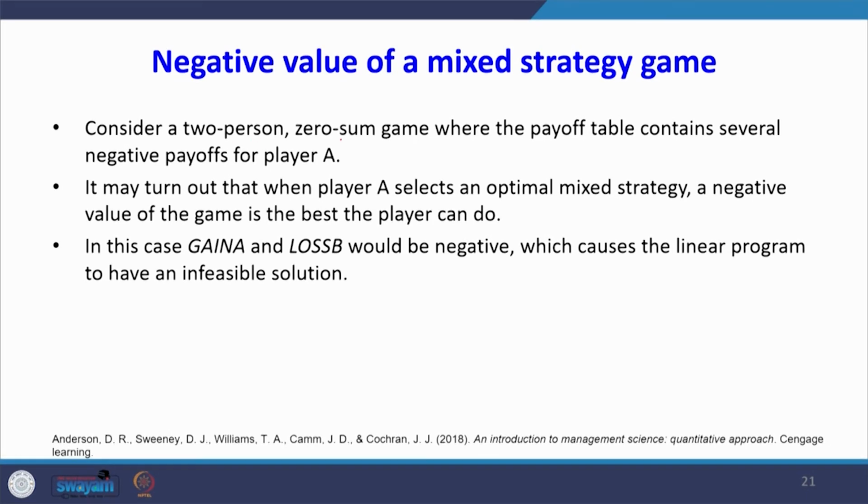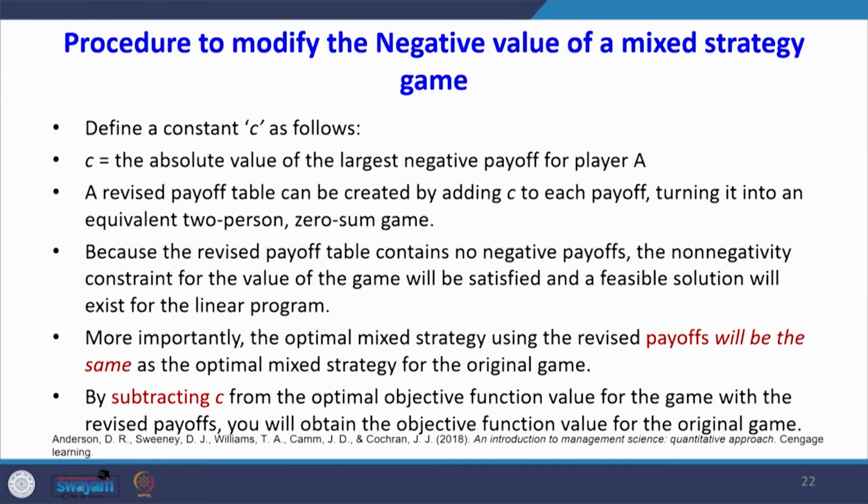Consider a 2-person zero sum game where the payoff table contains several negative payoffs for player A. It may turn out that when player A selects an optimal mixed strategy, a negative value of the game is the best player A can do. In this case, gain A or loss B would be negative, which causes the linear program to have an infeasible solution. So, how do we handle this when the value of the game is negative? What do we have to do?